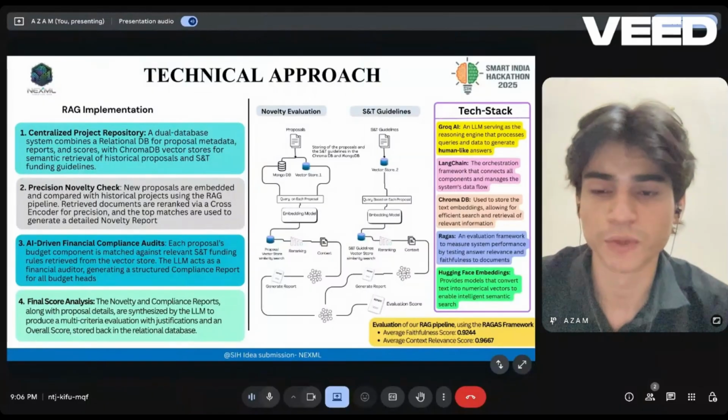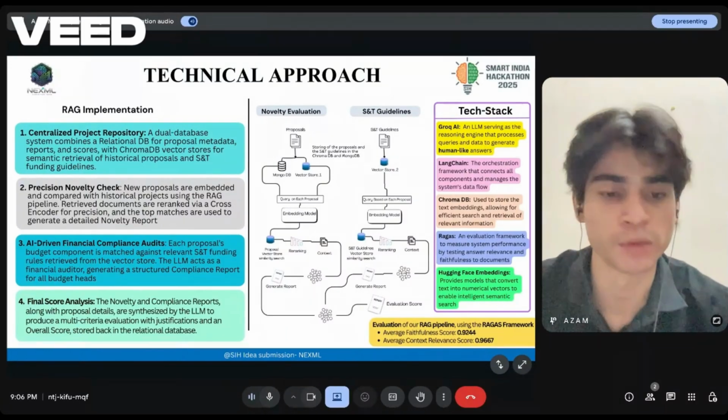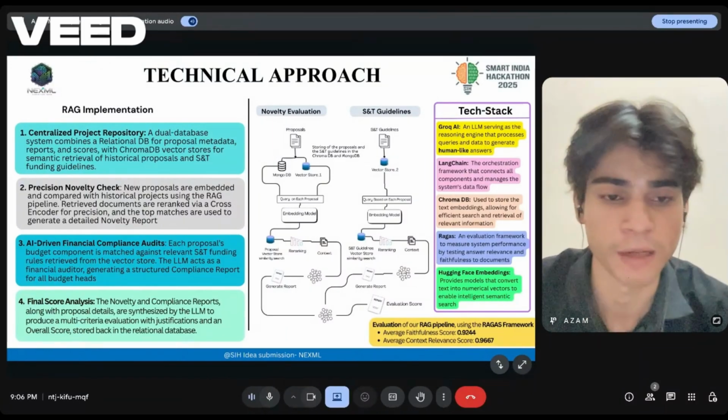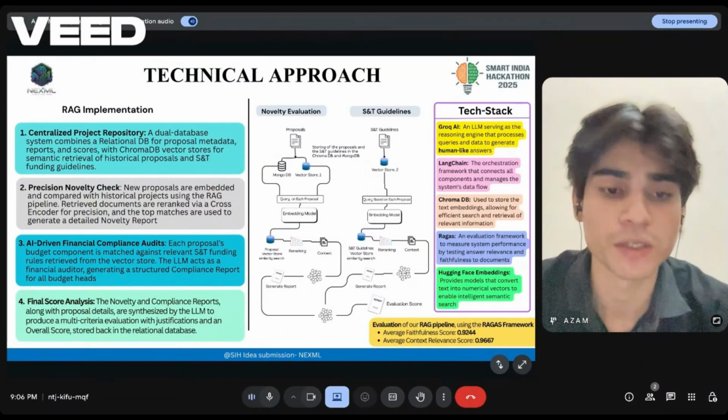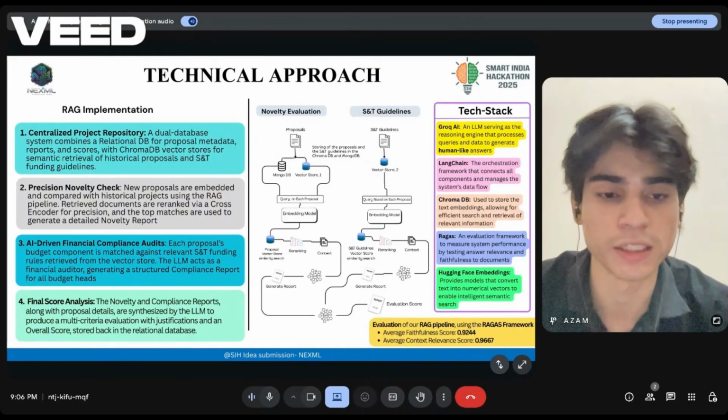So in our technical approach, I will be explaining to you the use of the central repository. Also, I will be explaining how we perform the novelty analysis using our RAG pipeline. Okay. So we are using two types of databases. One is a relational database, for which we are using MongoDB, and for the vector database we are using ChromaDB.